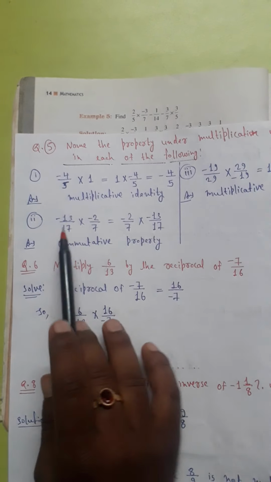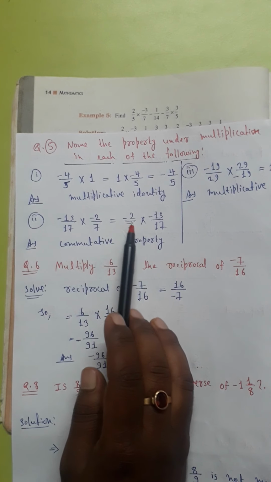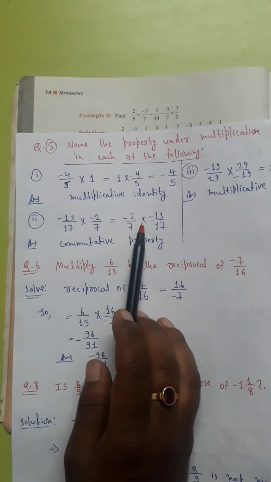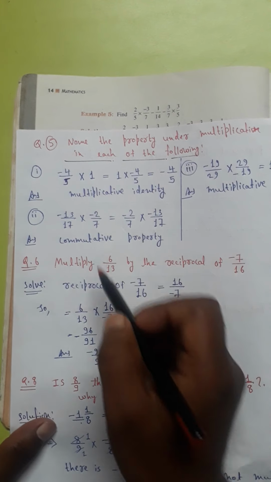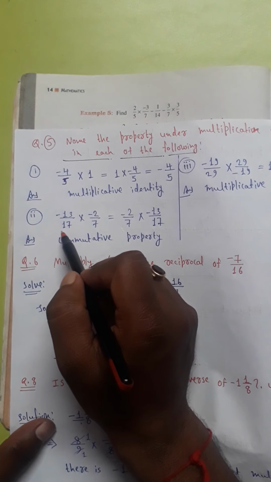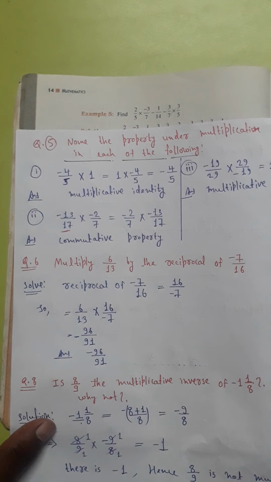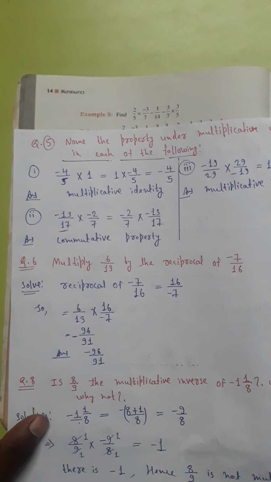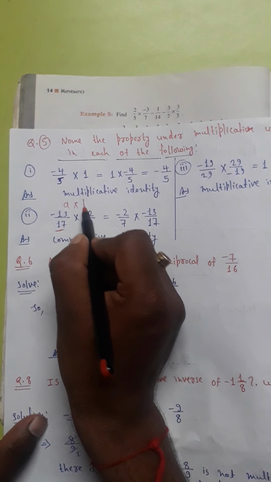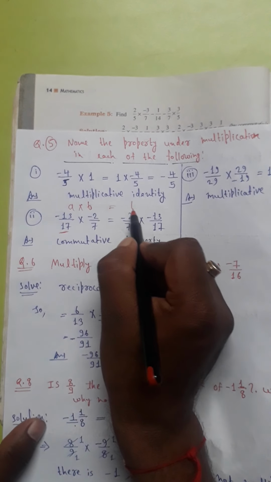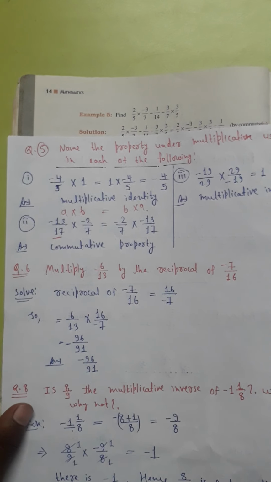Then the next question is minus 13 upon 17 into minus 2 upon 7 equal to minus 2 upon 7 into minus 13 upon 17. So we have only changed the place. It is the commutative property. Already I have told you, A into B is equal to B into A. In this condition, it is called the commutative property of multiplication.